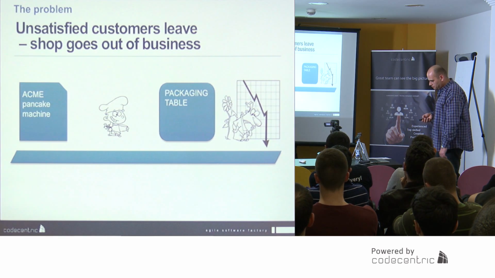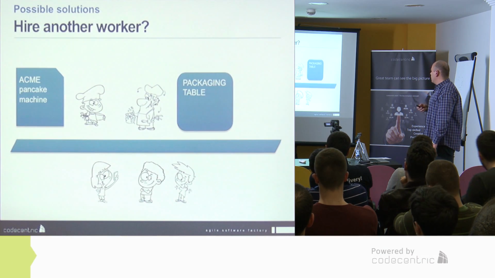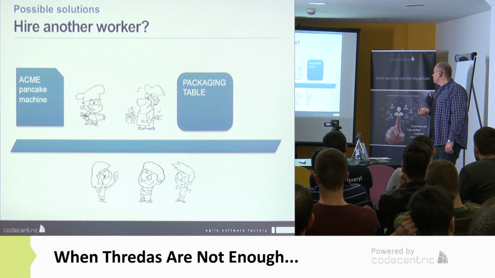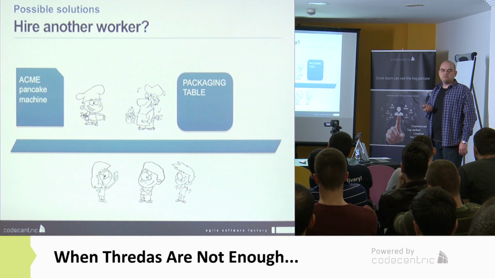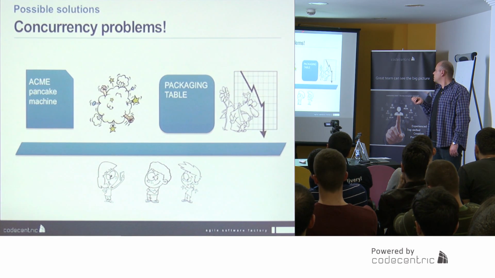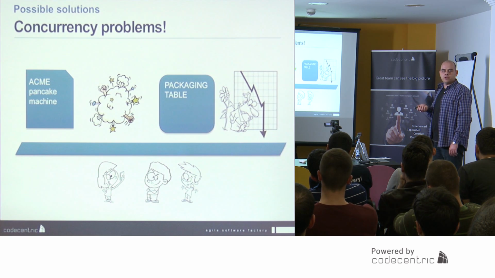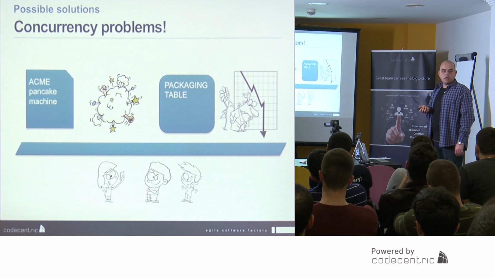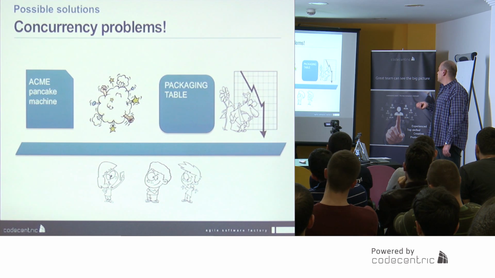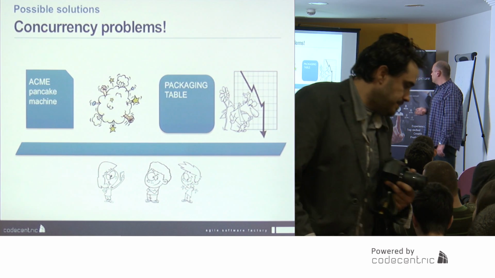So let's see how we can improve this. Maybe we should hire another worker. Sounds reasonable. They can work in parallel. But what happens? We have concurrency problems, which means we have a fight for resources. We might end up in race conditions, even in deadlocks, unnecessary waits. So customers leave, we serve even fewer customers, and the shop goes out of business again.